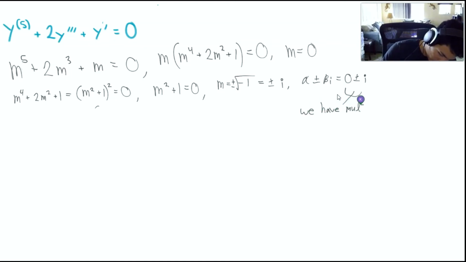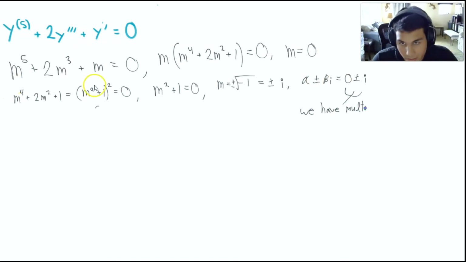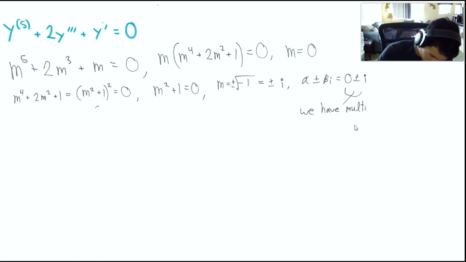And then what we should say here is that we have a multiplicity. What multiplicity means is that, remember how I said earlier that this whole thing is squared? Another way of saying that is we have a multiplicity of 2. So right now we have plus or minus i, and then we'll have plus or minus i again. I'm going to write all the roots, and we're going to have 5 roots, and you're going to see what that means in a second. Multiplicity.